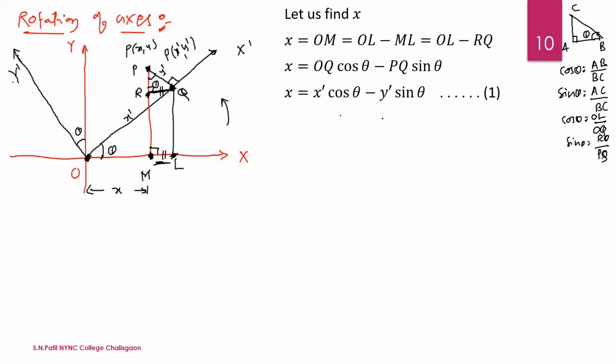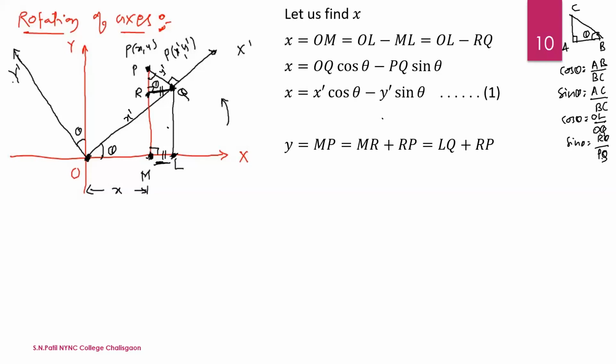y is equal to the MP distance, or PM distance. Okay, now it can be written as M to R plus R to P. Now R to P is associated to this theta, but M to R is not associated to this theta. So now the M to R is parallel to this LQ distance, and LQ is associated to this theta. This is the opposite side. So instead of MR, we write the LQ.